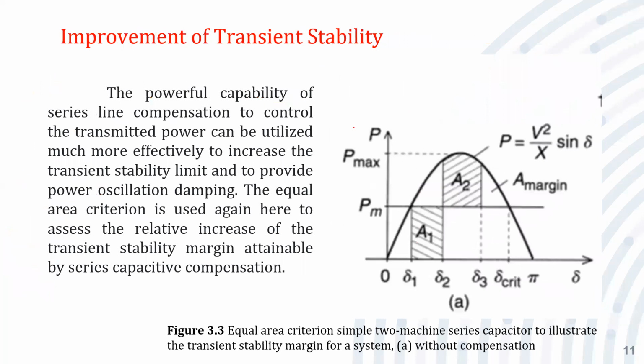Second, very important, is the improvement of the transient stability. In shunt compensation, it was discussed that this is the P-delta curve. This is the P-delta curve for the normal transmission line. Say this is the reactance, and a two machine system is there. We are considering a two machine system.